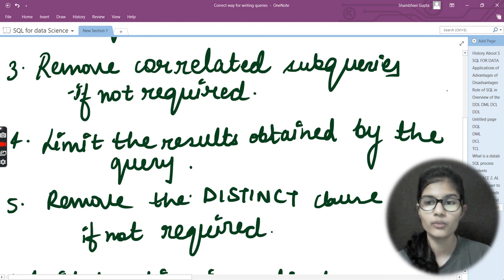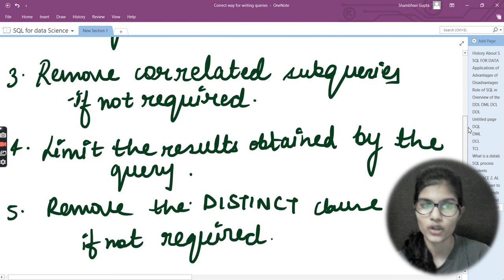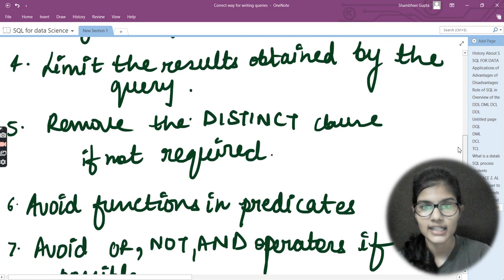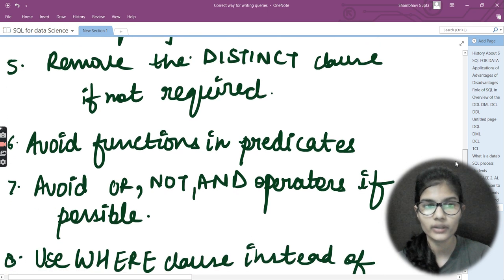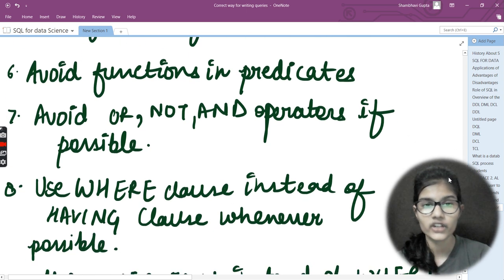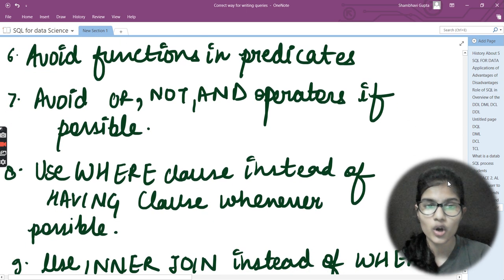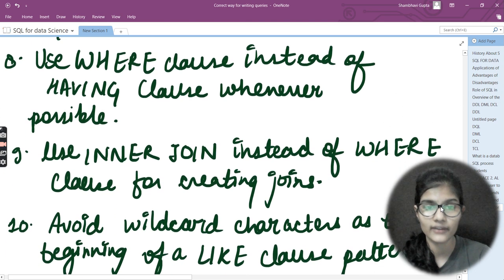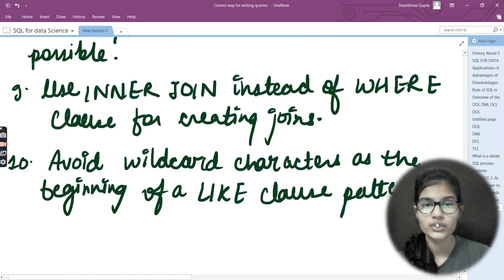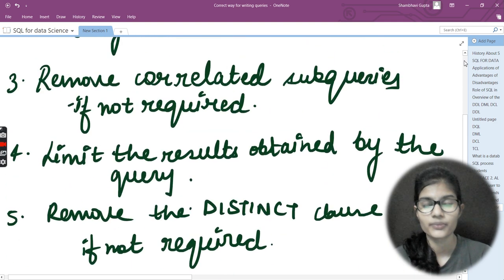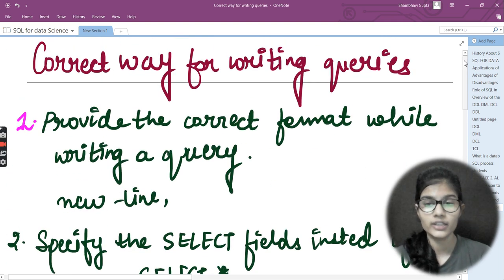Then we have remove correlated subqueries if they are not at all required. Number 4, we have limit the results obtained by the queries. Number 5, remove the distinct clause if not at all required. Avoid the functions in the predicates. Avoid or, not, and operators if possible. Use where clause instead of having clause whenever possible. Use inner join instead of where clause for creating the joins, and avoid wildcard characters as beginning of a like clause pattern. So these are all the rules, the correct ways which you should follow.